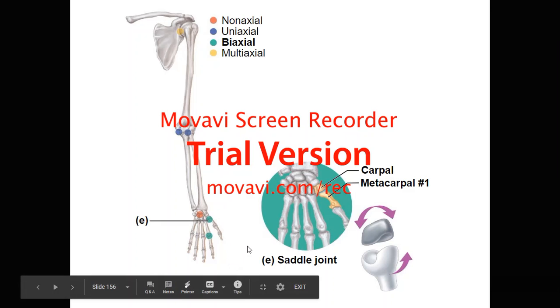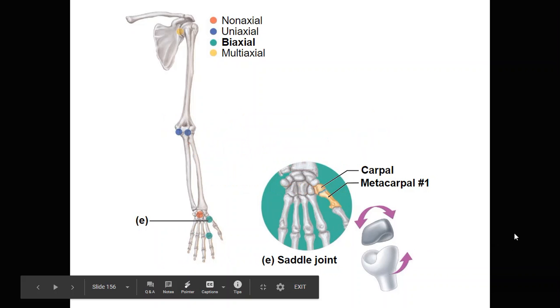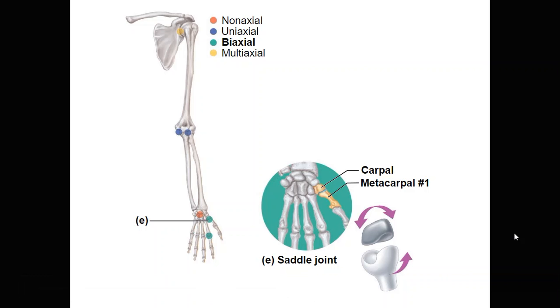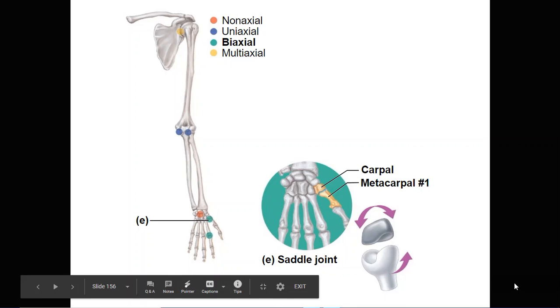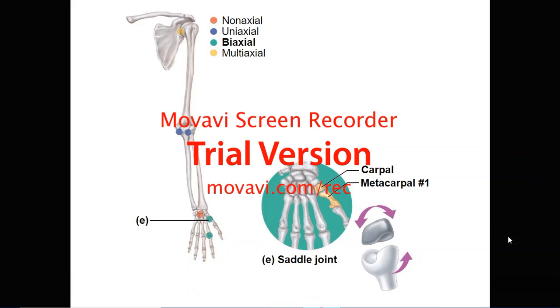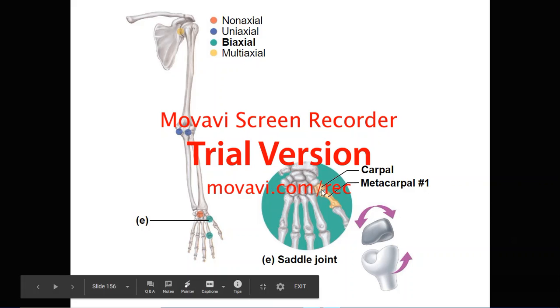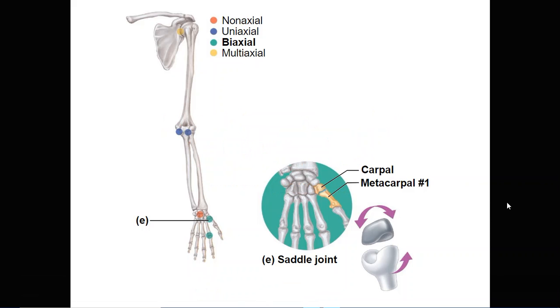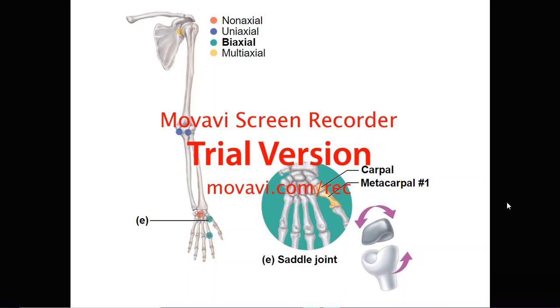Another example of a biaxial movement would be the carpal metacarpal joints of the thumb. So this figure is highlighting the carpal metacarpal joints of the thumb, and this is also an example of biaxial movement. So at this joint, you're allowed to do flexion and extension, and you also do adduction and abduction.